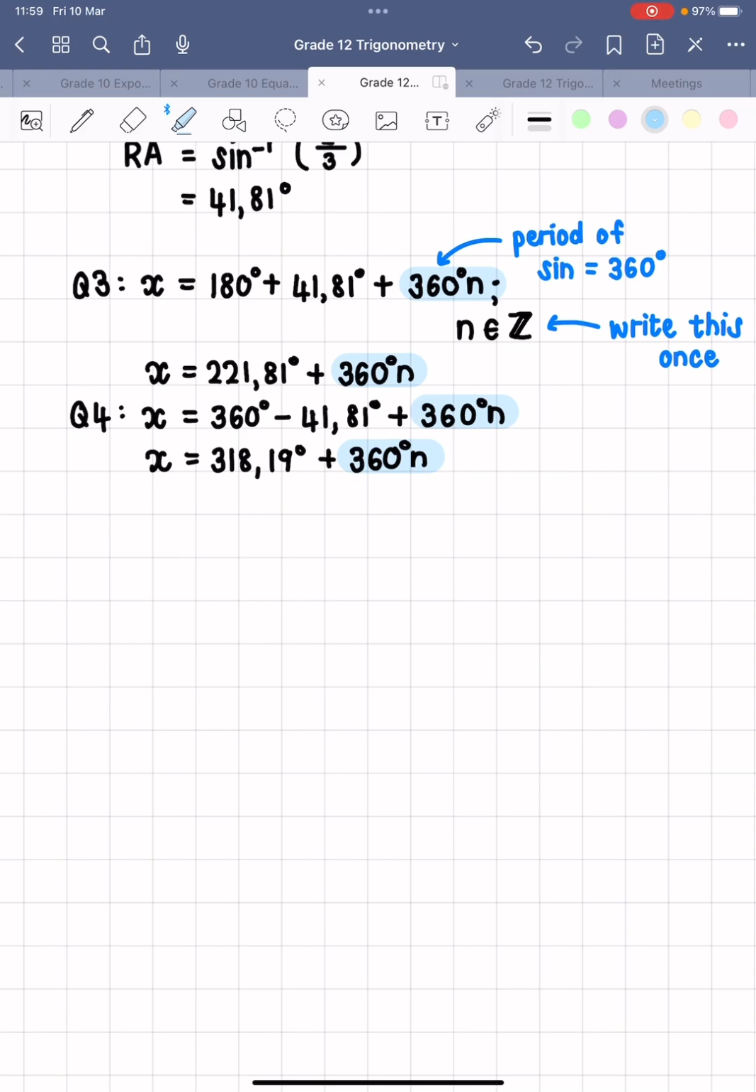What I do just want to add to this example, just on the side, so maybe we can do it here. If you have space above or next to or somewhere by your quadrant 3, for quadrant 3, you are always going to do 180 plus your reference angle. And for quadrant 4, you are always going to do 360 minus your reference angle.